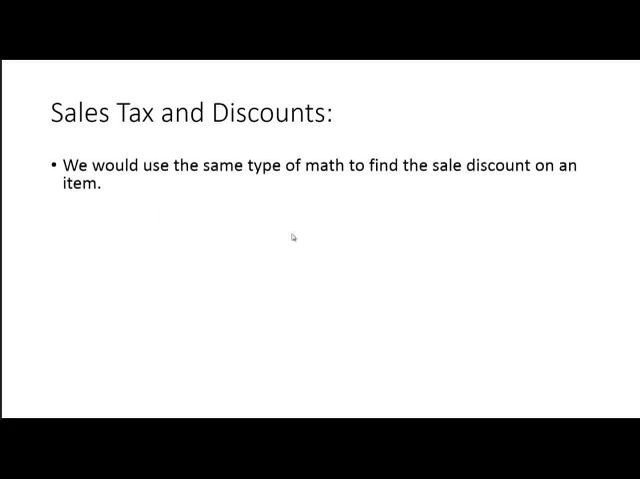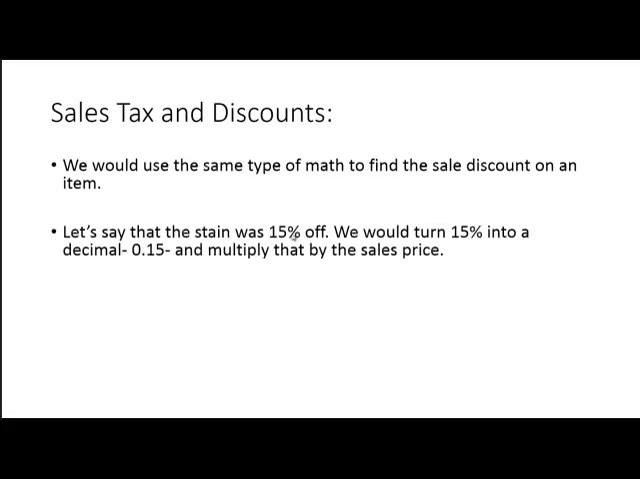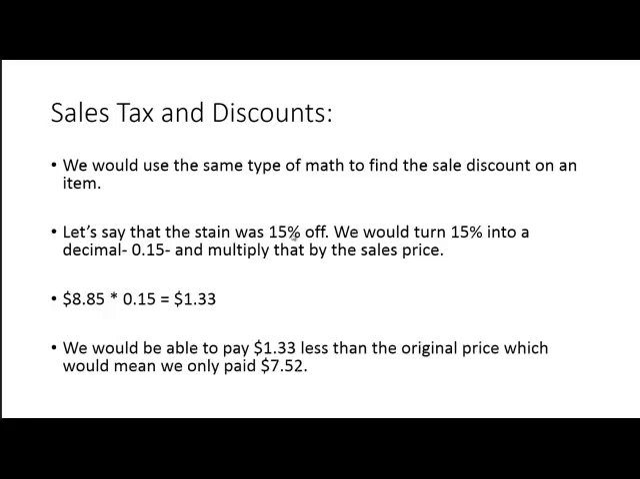Alright, and then now if we look at discounts, we use that same type of math. Let's say that the stain was 15% off. All we have to do is turn that 15% into a decimal, 0.15, and multiply that by the sales price. So 8.85 times 0.15 equals $1.33. So we're taking $1.33 off of that original sales price, and we're left with $7.52 to pay for that stain.